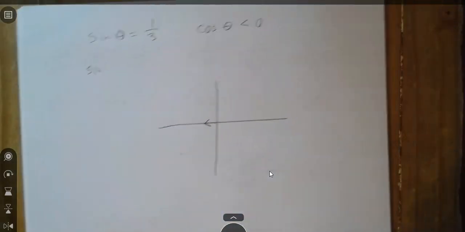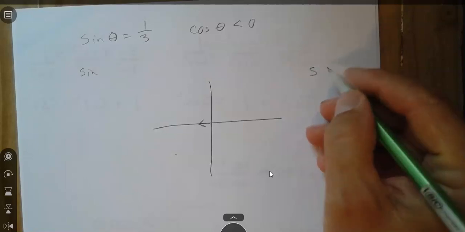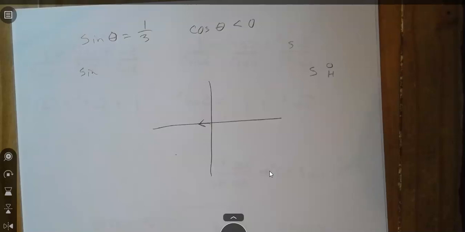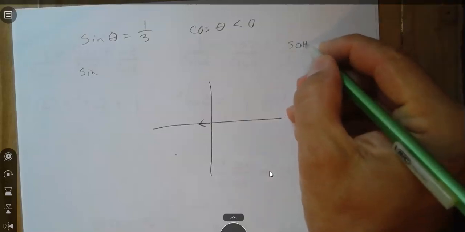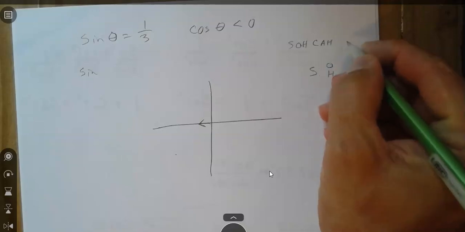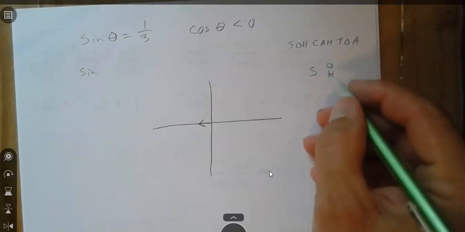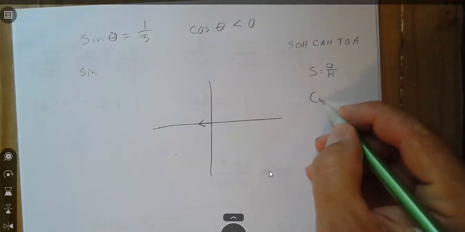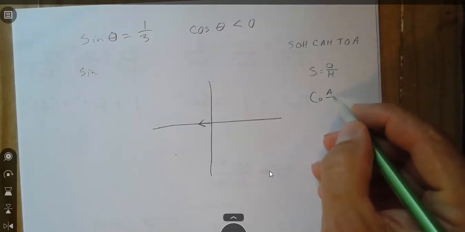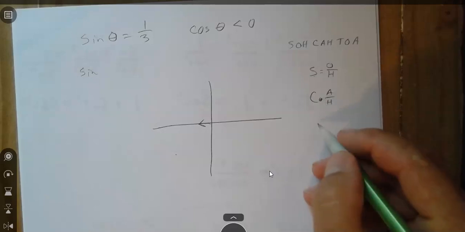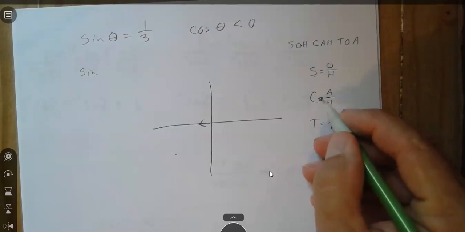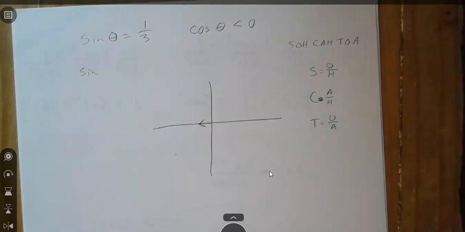Let's write our SOHCAHTOA down here real quick. Let me put that over here on the left. SOHCAHTOA means sine equals opposite over hypotenuse. Cosine equals adjacent over hypotenuse. And tangent equals opposite over adjacent. Okay, so that's our SOHCAHTOA.